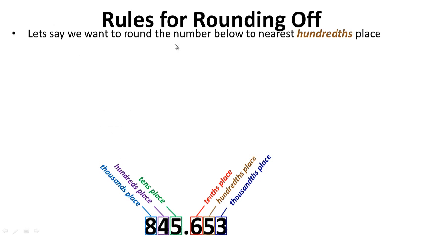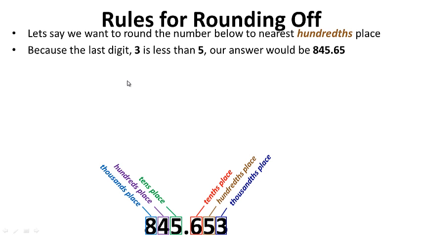Let's say we want to round the number below to the nearest hundredths place. Because the last digit 3 here is less than 5, our answer would be 845.65. So the 5 doesn't change because the 3 on the end is less than 5.